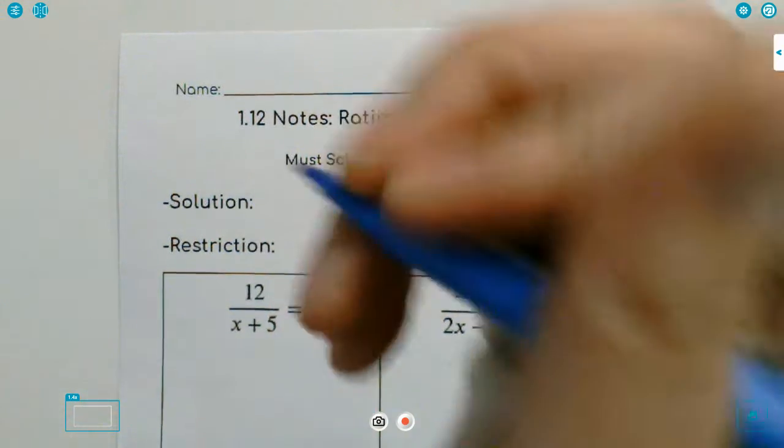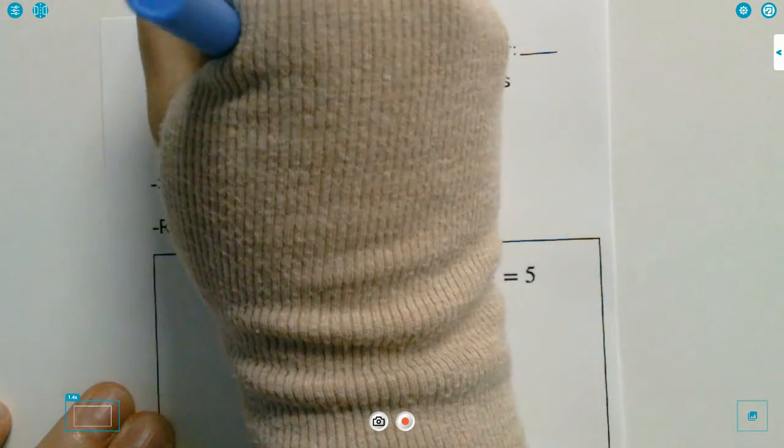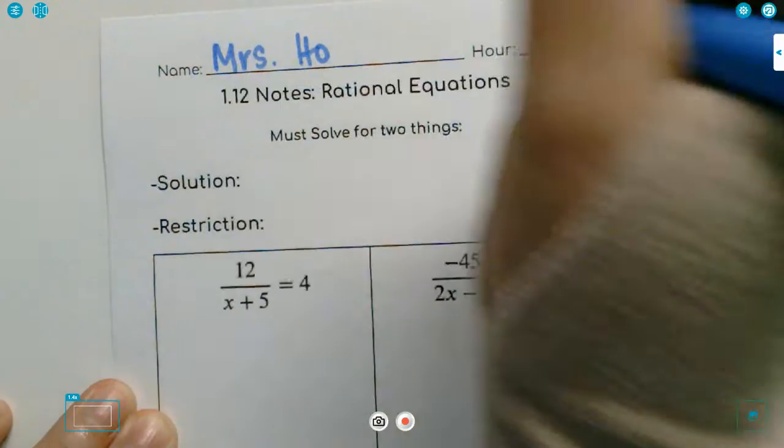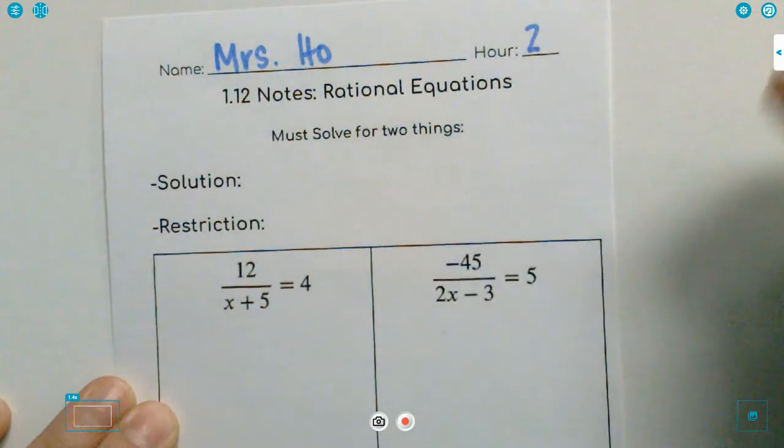So go ahead and throw your name on here, even if you glued it in. It makes it easier when I'm grading your notebooks. And make sure it does get glued in if it hasn't.